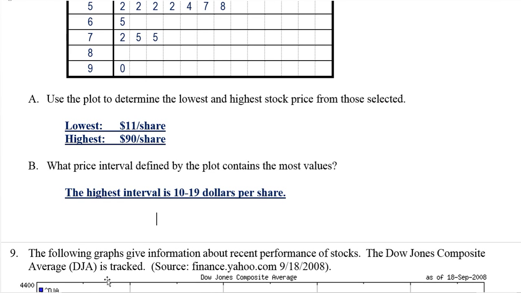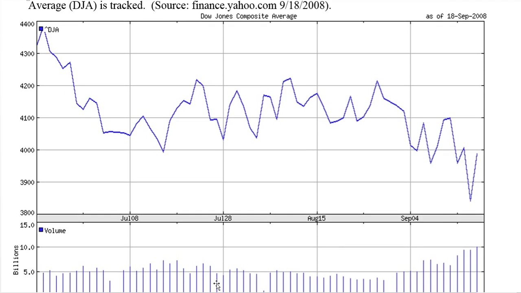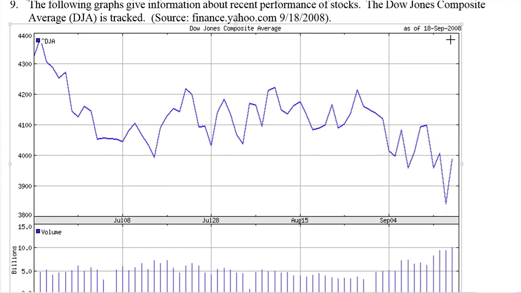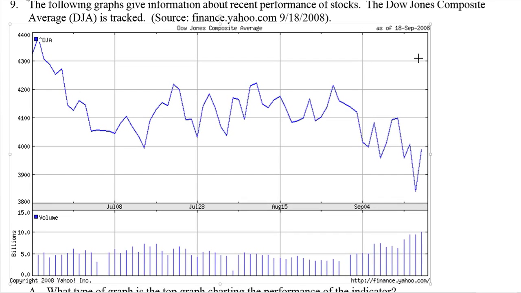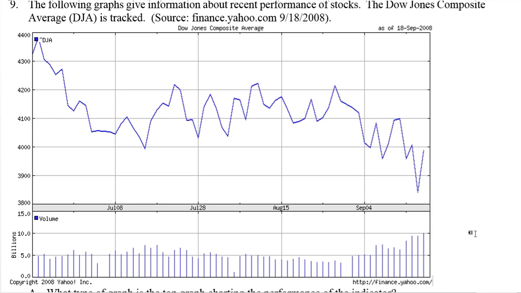Okay, let's try another one. The following graphs give information about recent performance of stocks. The Dow Jones Composite Average is tracked, and here's my source. Pulled this off at that particular date. And here we have this graph. Let's see if I can make it a little smaller to fit on the page. There we go. Now you can see the whole graph.